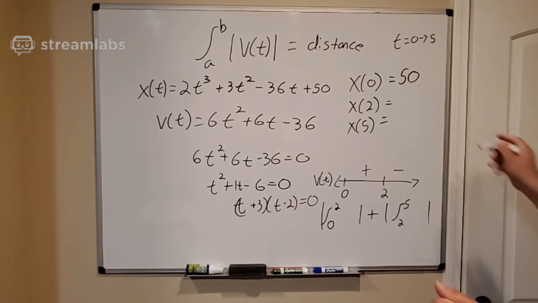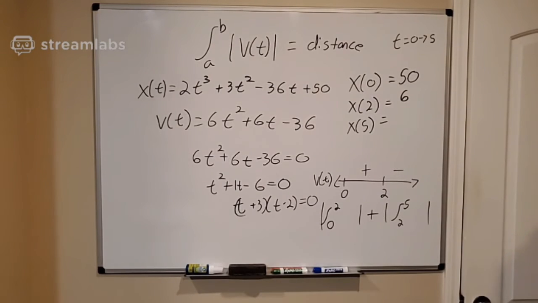And then do the same thing with 5. So we get 2 times 125, so 150. Sorry, 250, because I'm crazy. Plus 75. Minus 36. Alright, and then I get 195 for that.